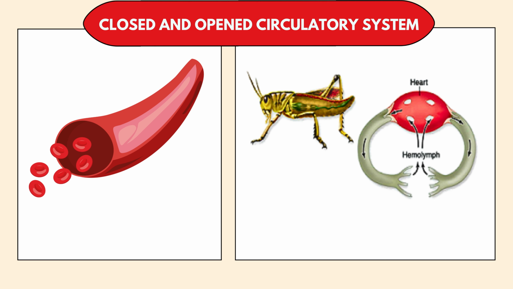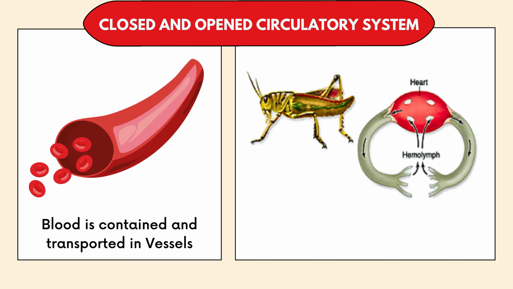Closed circulatory system. In this type of system, blood is contained in vessels, mainly arteries, veins, and capillaries. Blood is transported in these vessels round the body of the animal. Some invertebrates like annelids and all the vertebrates have a closed circulatory system.